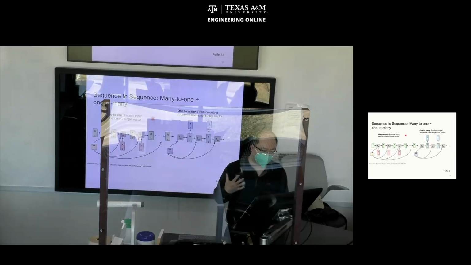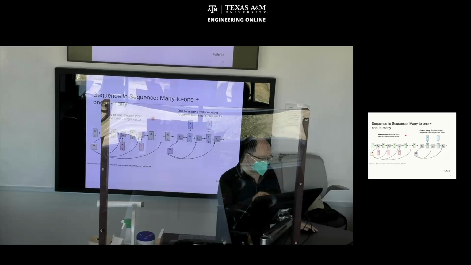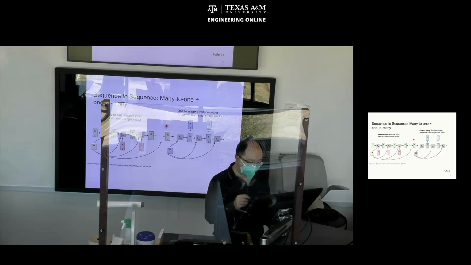Let's put these side to side again. One is many to one, and one is one to many. So with many to one, in this case, you can encode this sequence into a single vector eventually. Maybe you just read out somewhere here, just like the example I gave you, that predicts the y for the sentiment prediction. And in the case of one to many, you're producing the output sequence from a single input vector.